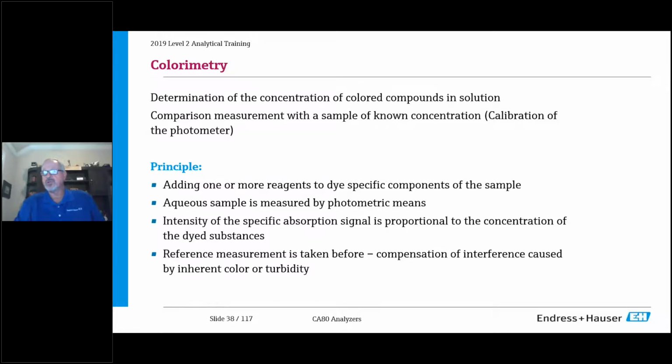It works real well though in the way that we've done it in the Liquiline platform, so that we can see some actual absorption of the light as it goes through the colored components in the sample dyed system. So the reference measurement is always taken so that we can compensate for any interference that's caused by color and/or turbidity of the process. Okay.